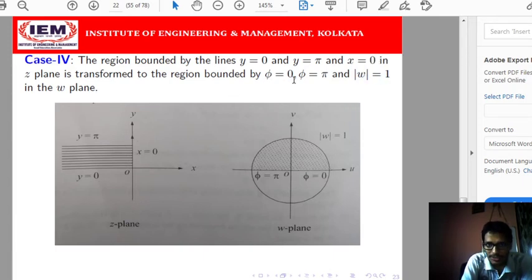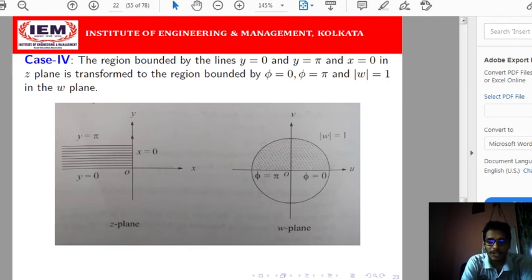So what is phi equals 0? Phi equals 0 means the angle that the arc is making with the u axis, that is the 0 angle. And phi equals pi means the angle that the arc is making with the positive u axis, that means the pi angle. So actually this region is mapped to the upper half of the unit circle, mod w equals 1. So if I consider the particular y axis, then we know that the y axis is mapped to the unit circle. Now we are considering the region in between y equals pi, y equals 0, and the x axis and y axis. Then this is actually mapped to the upper half of the unit circle.